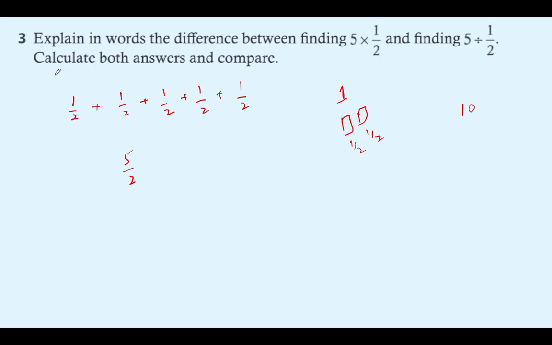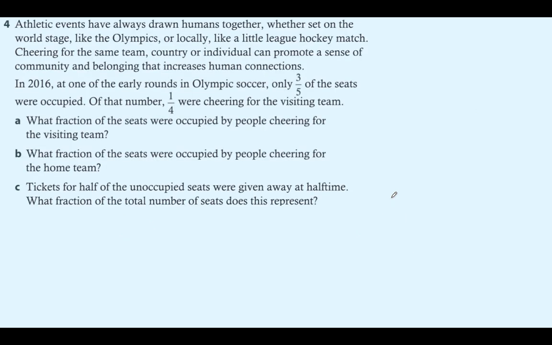So they are also asking to calculate both answers and compare. When we multiply 5 by 1 over 2, 5 times 1 is 5 divided by 2, and when we solve 5 divided by 1 over 2, this becomes 5 multiplied by 2 over 1, so 5 times 2 is 10, and we do not write 1 in the denominator, so 10 is the answer. So it's 5 over 2 and it is 10, so we are getting two different answers.